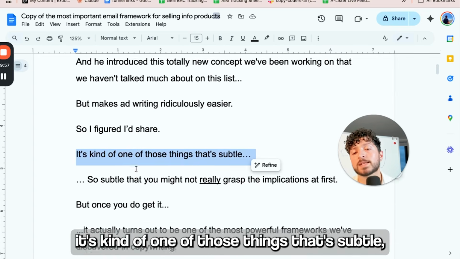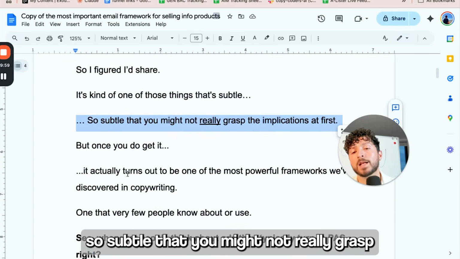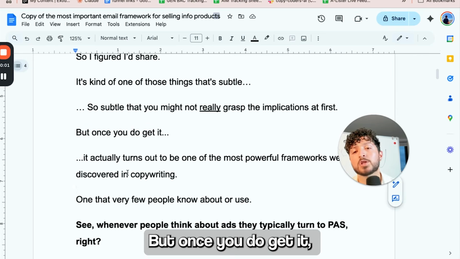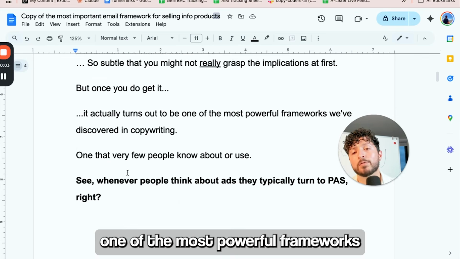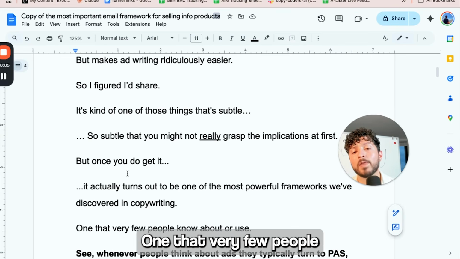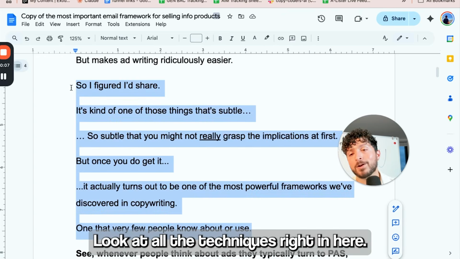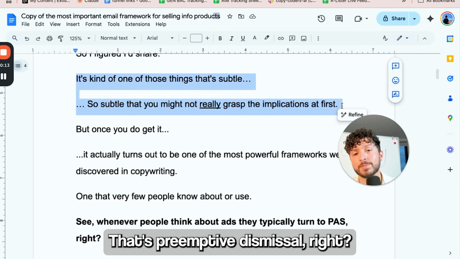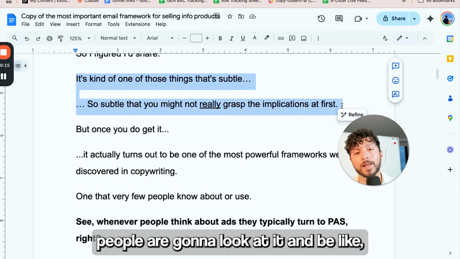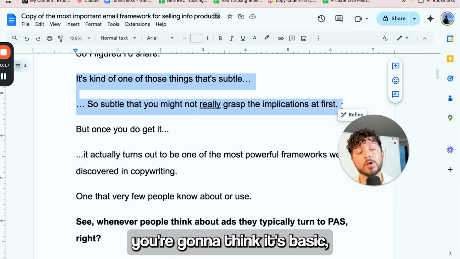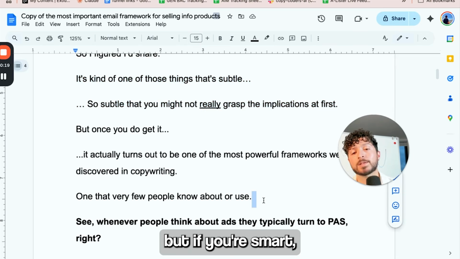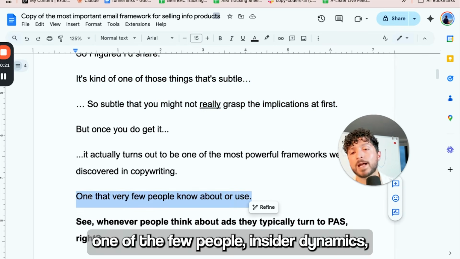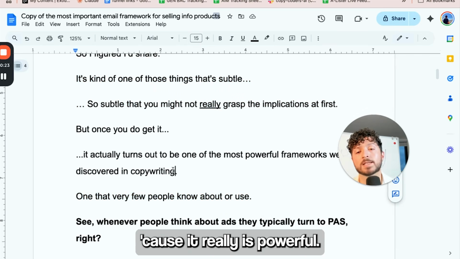It's kind of one of those things that's subtle, so subtle that you might not really grasp the implications at first, but once you do get it, it actually turns out to be one of the most powerful frameworks we've discovered in copywriting, one that very few people know about or use. Look at all the techniques right in here. It's something that is very, very subtle. That's preemptive dismissal, right? Because I know people are going to look at it and be like, oh, that's too basic. So I'm telling them, you're going to think it's basic, but if you're smart, one of the few people, insider dynamics, you're going to grasp the implications because it really is powerful.